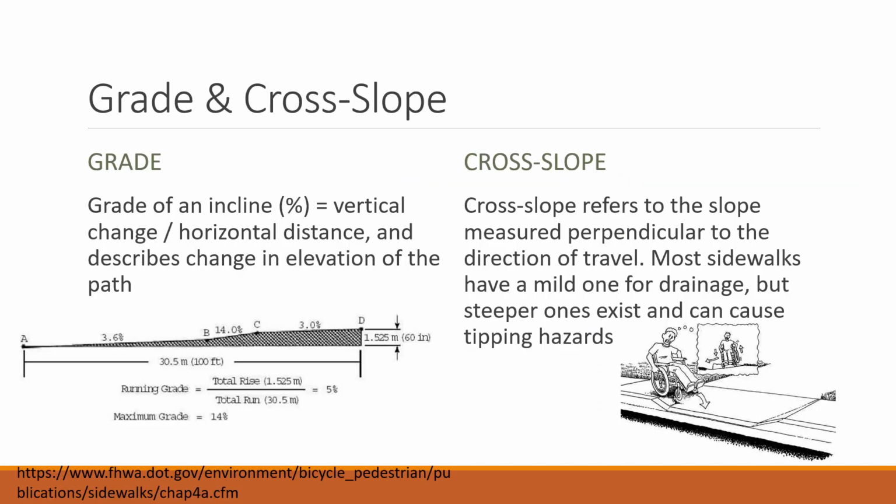Grade and cross slope. Grade is referring to the slope of a ramp, and the ADA requires a minimum slope to be about a 1 to 12 rise over run ratio, which is roughly 8.3%. The rise is considered where you see D here, from the bottom to the top of D, and then the run is considered from A to D.